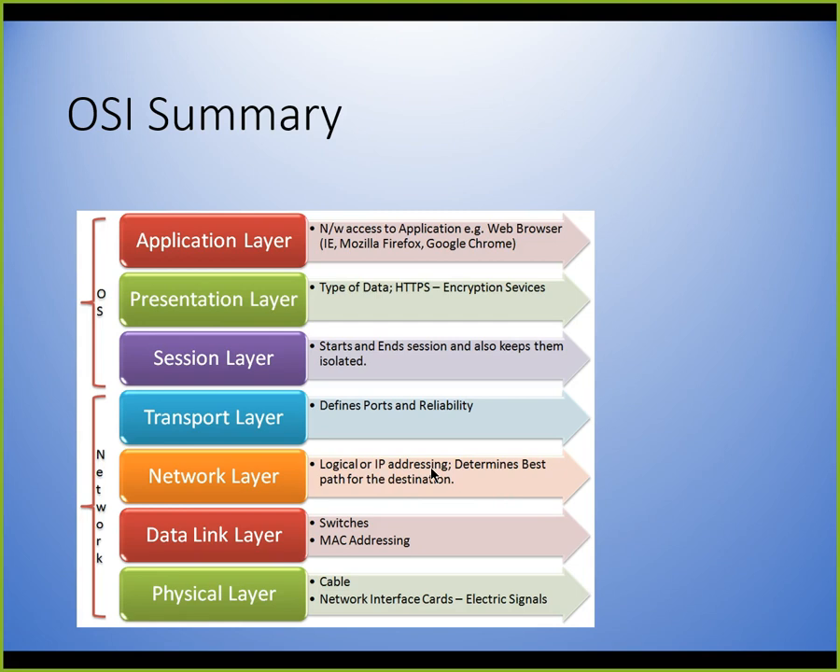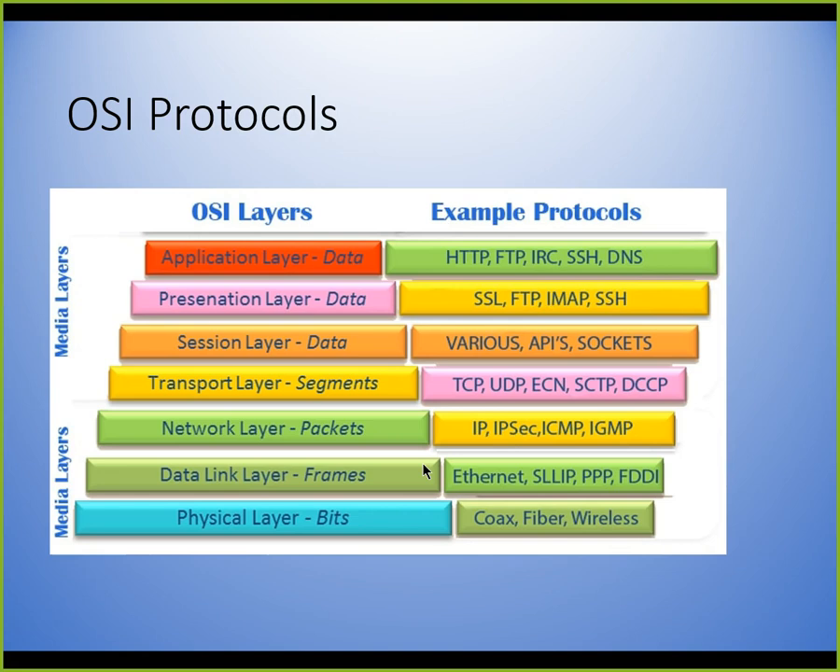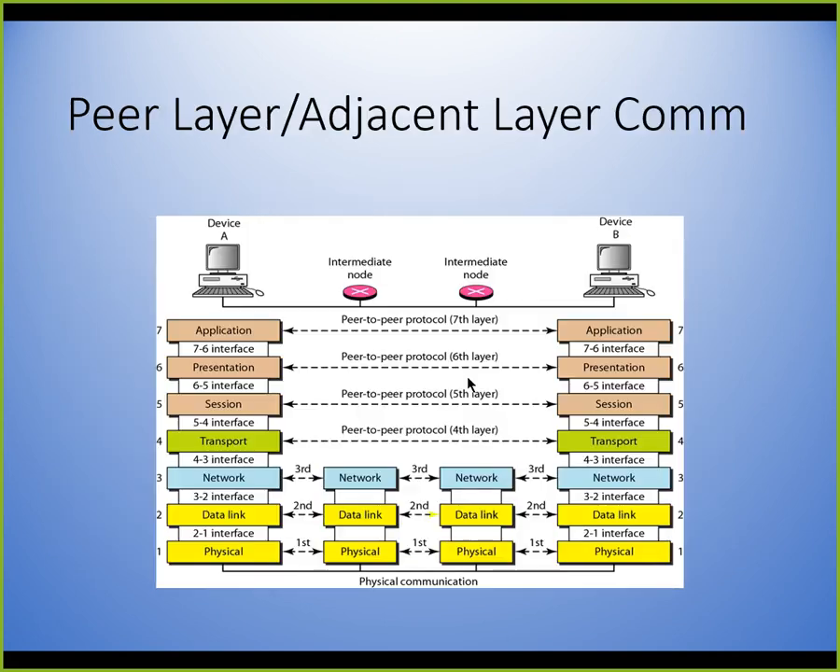Network, logical IP addressing. Data link layer, with the switches and the MAC addresses. Physical layer, cable, network interface cards, electrical signals. And another one, again, just different slides, different things. Each of them kind of addresses a different element of the OSI model.